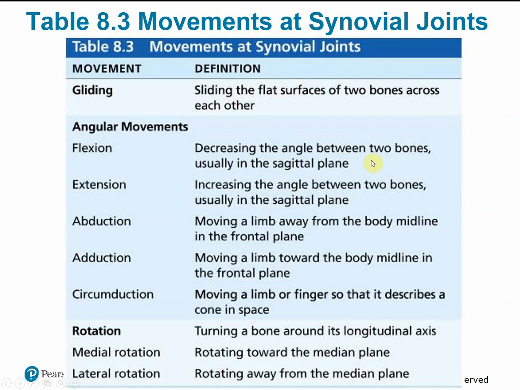Flexion is where we decrease the angle between two bones. So when you flex your bicep, you're bringing those bones closer together. Extension is increasing the angle between the bones.